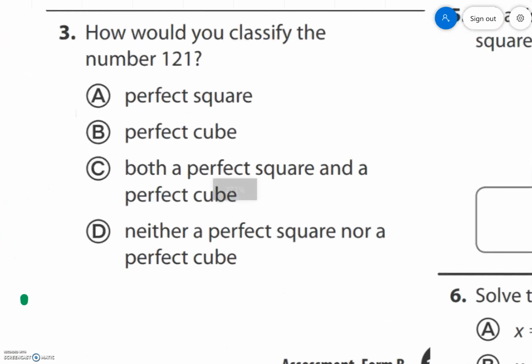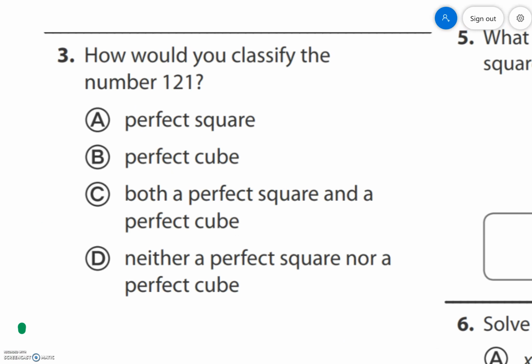Number 3, how would you classify the number 121? We have to find out if it's a perfect square, a perfect cube, both, or neither. So in order to do that, we're going to take the square root of 121. Square root of 121 is equal to 11. So it's definitely a perfect square, because that's an integer.